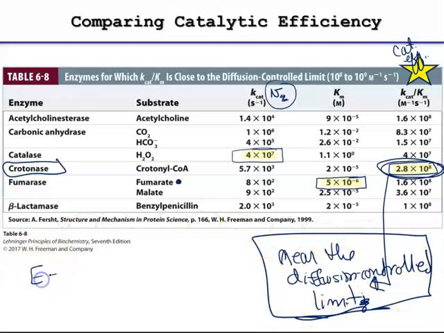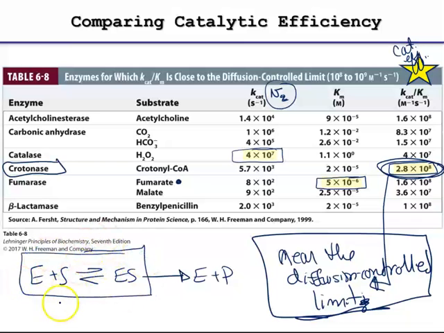If you look at our simplified reaction diagram, do you remember this? I think this was a question on a Nearpod. What's the rate limiting step? Why is it the rate limiting step? This is your rate limiting step. Why is it the rate limiting step?